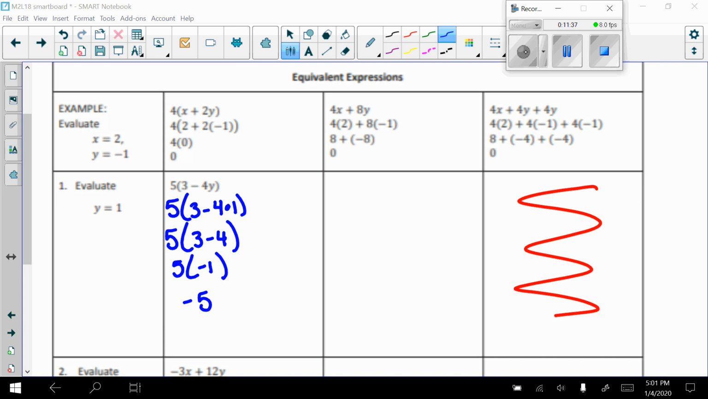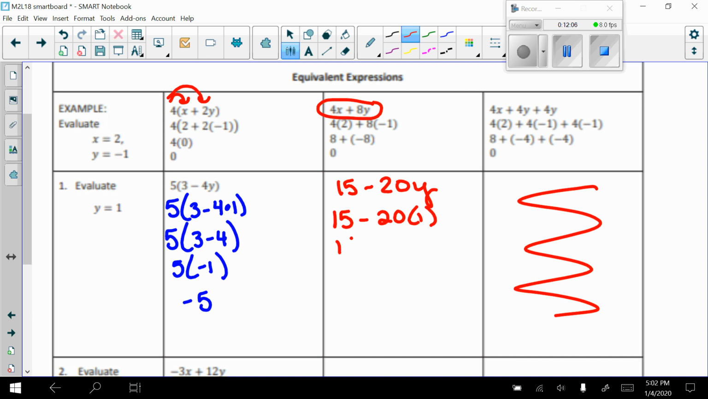All right, so I did the first box for you. Now I'm going to walk you through the next one. If you notice at this column, I hope you notice, they did the distributive to get here. They had distributed out the 4. So we're going to distribute the 5. So 5 sets of 3 is 15 minus 20y. Now I'm going to substitute. So 15 minus 20 times 1. 15 minus 20 times 1 is 20, and I have negative 5. Both expressions work out to have the same value of negative 5.